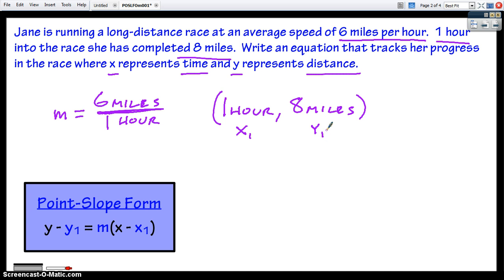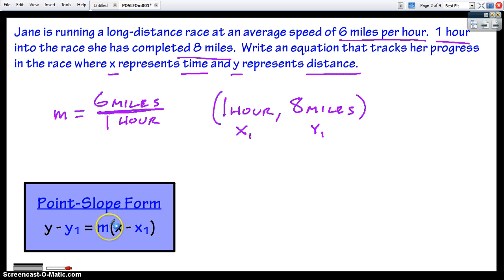And so this is why we have point-slope form, so that when we get these situations it's really easy to convert them into an equation where we can now track Jane's progress throughout the race. We have a point of data to start from. We have a slope or rate of change that will help us track her progress after this point, and we can kind of estimate where she'll be at any given point in time during this race.